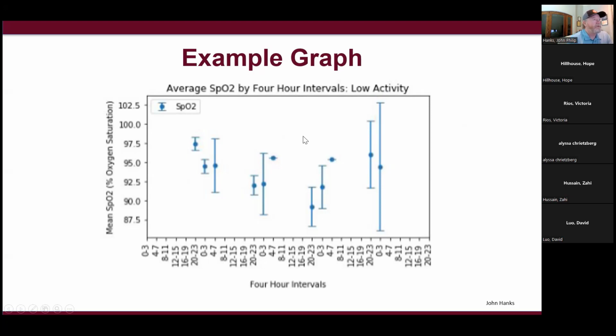Okay, so all this was done for just the low activity period. So you're doing 4-hour intervals, calculate the SpO2 mean and standard deviation, and plot that for every 4 hours for both the SpO2 and heart rate. Heart rate looks similar to this, but has a different y-axis.